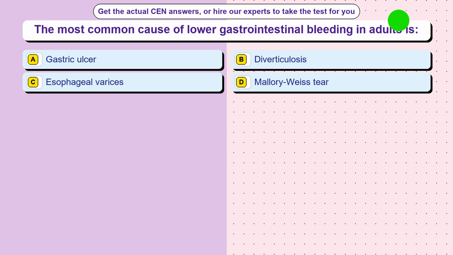Question 76. The most common cause of lower gastrointestinal bleeding in adults is Option A, gastric ulcer. Option B, diverticulosis. Option C, esophageal varices. Option D, Mallory-Weiss tear.